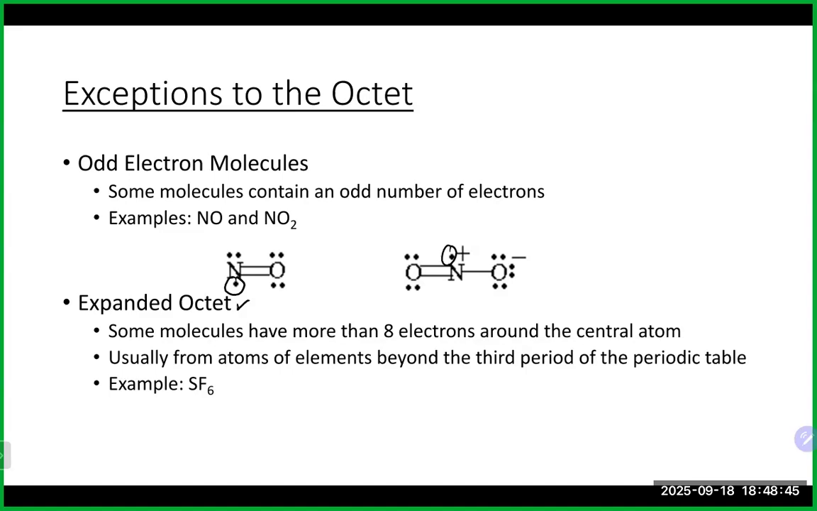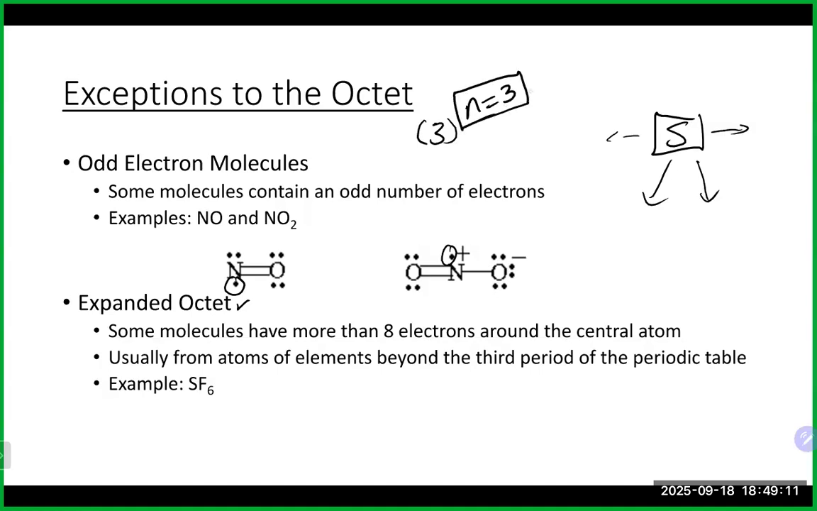And it usually happens on elements right around sulfur on the periodic table. If you look where sulfur is, go a little bit to the right, a little bit to the left, and down. Those guys have the ability to go more than 8 and do the expanded octet. That is because sulfur, as it says there, is on the 3rd period, and on the 3rd period, N is equal to 3.